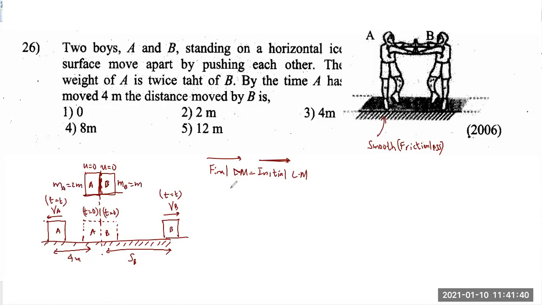Final linear momentum should be MVB minus 2MVA. Initial linear momentum is 0 because both the men were at rest. So MVB is equal to 2MVA. Therefore, VB is equal to 2VA. So this person will be traveling at double the speed of A.